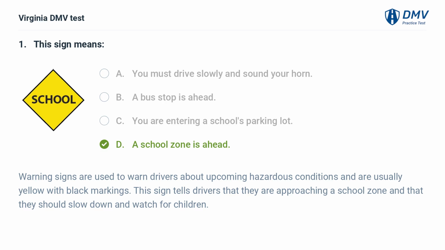D. A school zone is ahead. Warning signs are used to warn drivers about upcoming hazardous conditions and are usually yellow with black markings. This sign tells drivers that they are approaching a school zone and that they should slow down and watch for children.